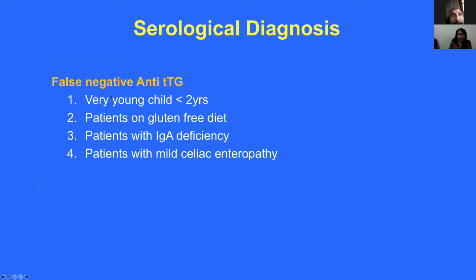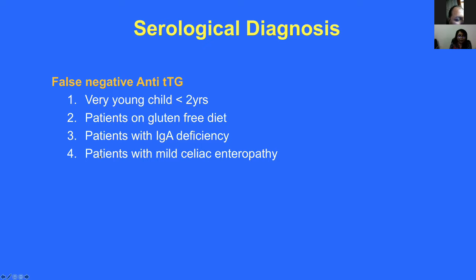before labeling it as celiac disease. Conversely, a patient may be celiac but have negative TTG when the child is very young. In patients less than 2 years, sometimes these antibodies are in low titers. In a patient who has already been put on a gluten-free diet, the level of anti-TTG decreases in spite of having celiac disease. Patients with selective IgA deficiency, because we are testing the IgA variant, will not have this anti-TTG response. And patients with mild celiac enteropathy may not have a high level of anti-TTG.